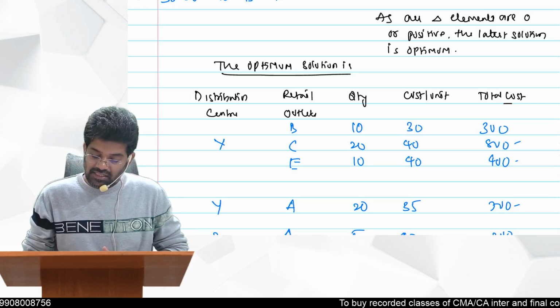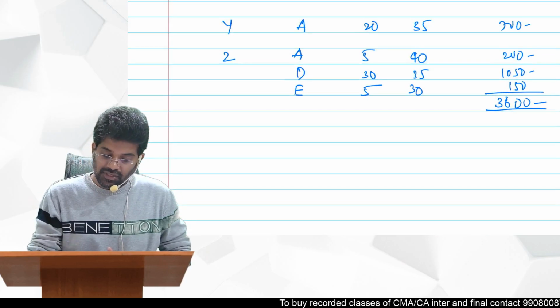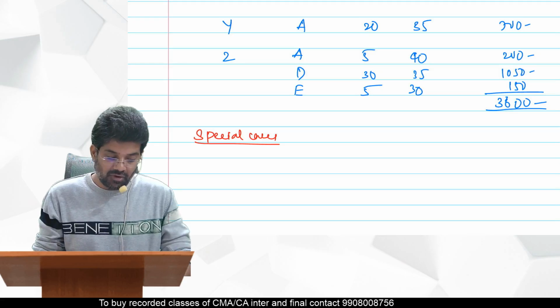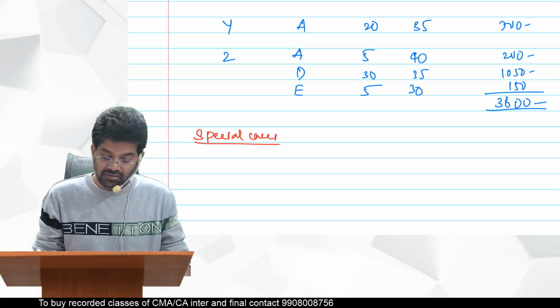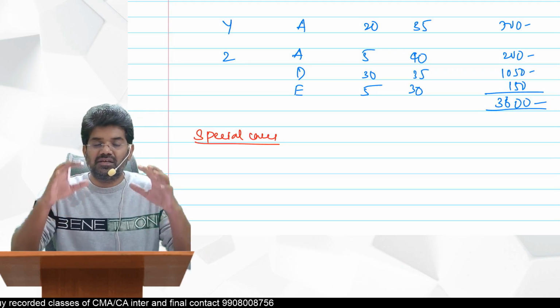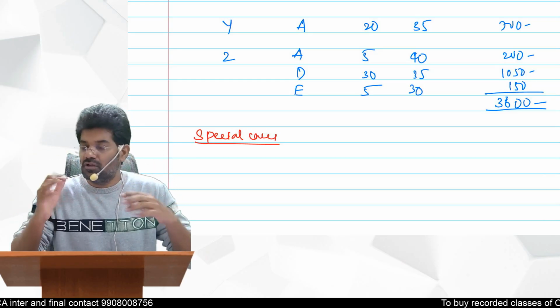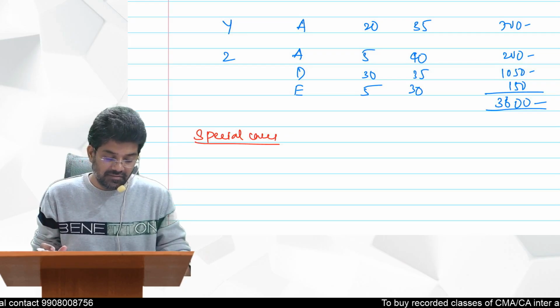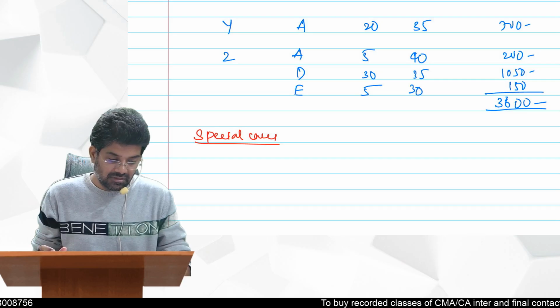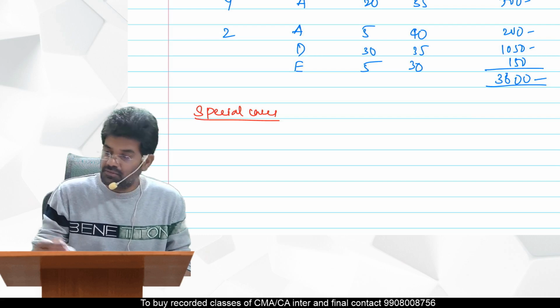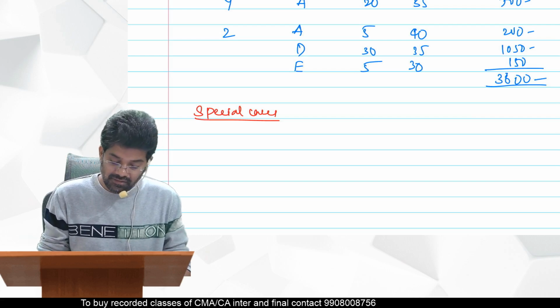Okay, what are the other special cases? If you get maximization, then what should you do? Whenever you get maximization, see, when the problem is unbalanced, if production quantity is not equal to demand or availability, then you can introduce a dummy row or column. Next thing is alternate solution. Sometimes in the question they will ask for an alternate solution.